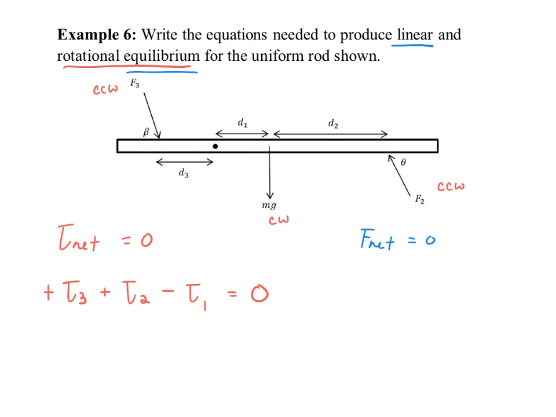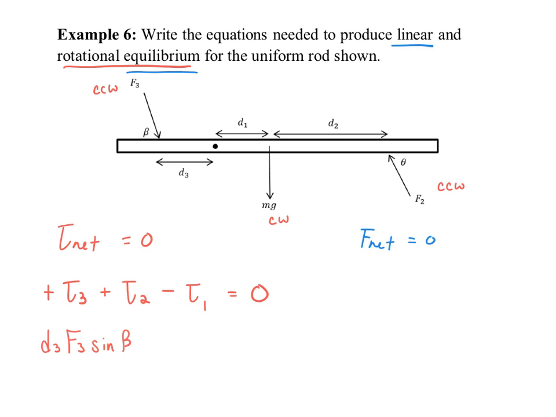Torque 3 in this problem is caused by F3, and that's at a distance of d3 from the pivot. So here's the pivot. This is the distance d3 caused by F3 at an angle beta. So we know that this is going to be d3 times F3 times the sine of beta.